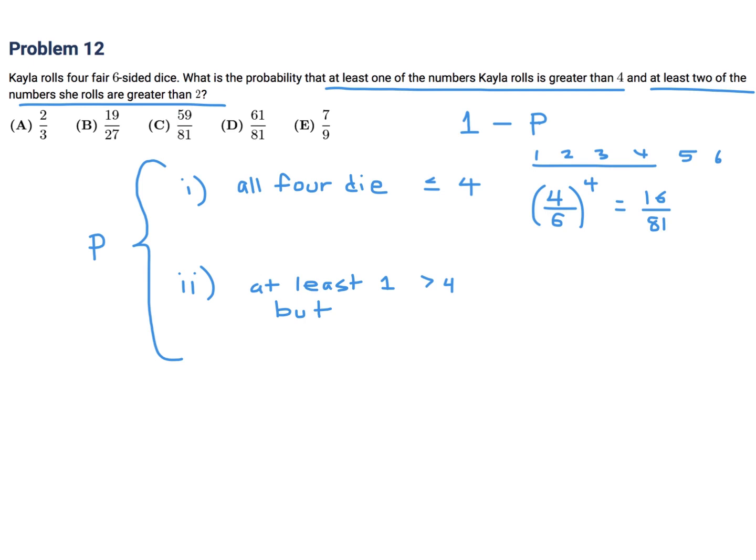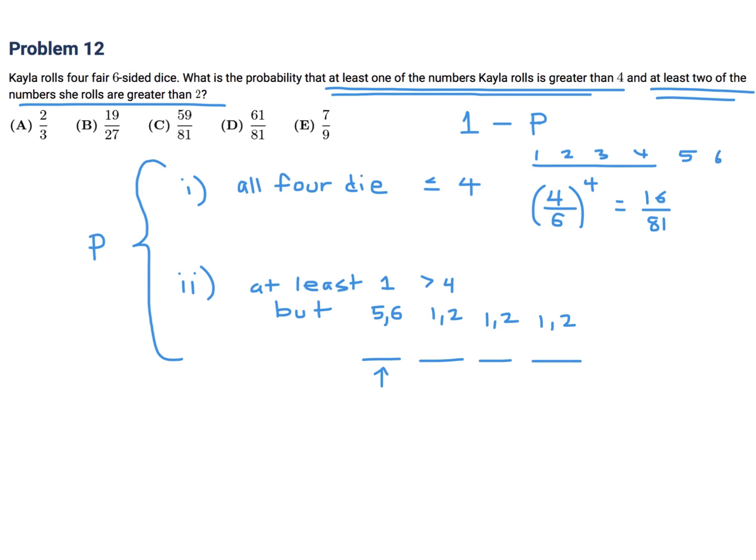so we have 4 dice, right? 1, 2, 3, 4. We fulfill the first criteria that at least one of these is greater than 4. So let's say this guy was greater than 4. It was either a 5 or a 6. But then we have to fail this criteria, which says that at least 2 of the numbers are greater than 2. So if at least 2 of the numbers are not greater than 2, that means we have only one of the numbers greater than 2. So this is the only one. The other ones have to be less than or equal to 2. So this has to be either a 1 or a 2, and this has to be a 1 or a 2.